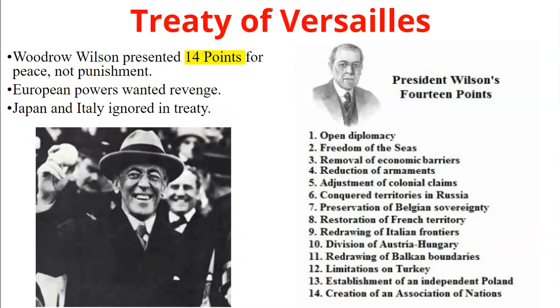Lastly, Woodrow Wilson presents what is known as the 14 points for peace, not for punishment. So while the European powers wanted revenge, he wanted to have peace. And of course, Japan and Italy are ignored in the whole Treaty of Versailles. So this is essentially it. We're up to 1919. We've got 40 or some odd slides to go, but we're going to pause here.